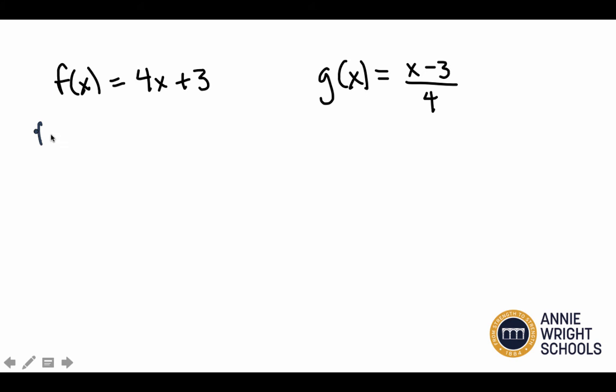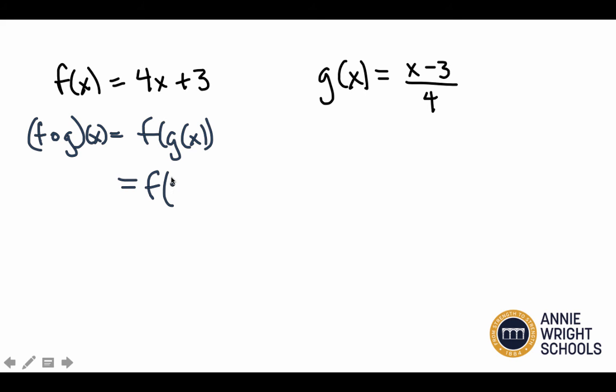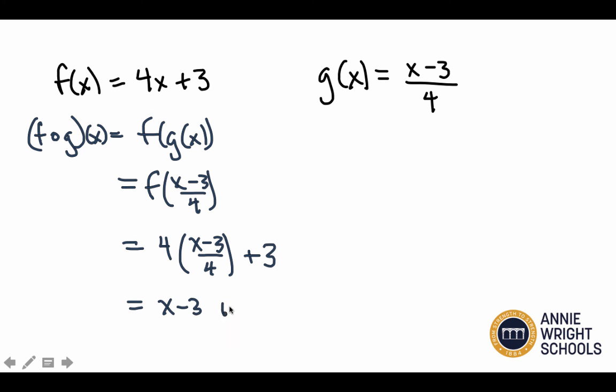First, I'll start with f composed of g of x. So remember, that's f of g of x. That means replace g of x with x minus 3 over 4, because that's what g of x is. And now in the function f, wherever you see x, plug in that function. Multiply by 4 and you get x minus 3, and then add 3 and you get x.